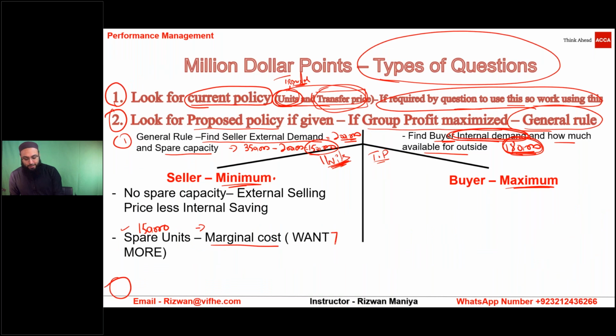So 7 is the minimum for the spare units because it's spare. Because it's spare, there is no harm in selling at marginal cost. But remember, being a profit center, the seller would never want to sell at minimum, would want more than that. But if someone says, tell me the minimum one, then if the minimum is for spare capacity, it's the marginal cost. 7.